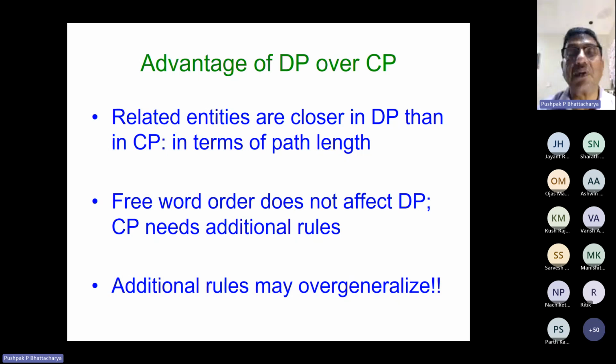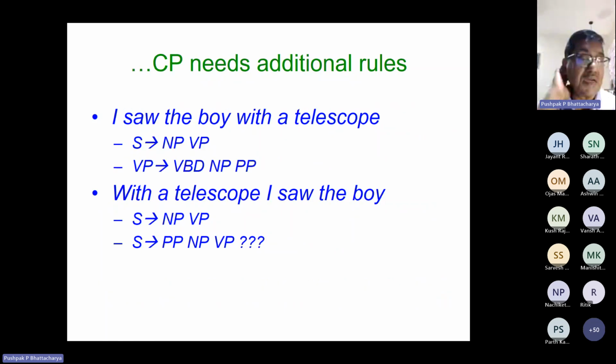You have seen already how telescope is directly linking with boy or saw through the preposition. So that relationship was not so obvious in the constituency parsing. And the free word order creates challenges for constituency parsing, because constituency depends on the adjacency of words to form a constituent. So if that does not hold, then constituency parsing runs into difficulty. If two parts of a constituent are far apart, then constituency parsing will struggle, and additional rules may have to be introduced, and that will overgeneralize, for which we have given an example here.